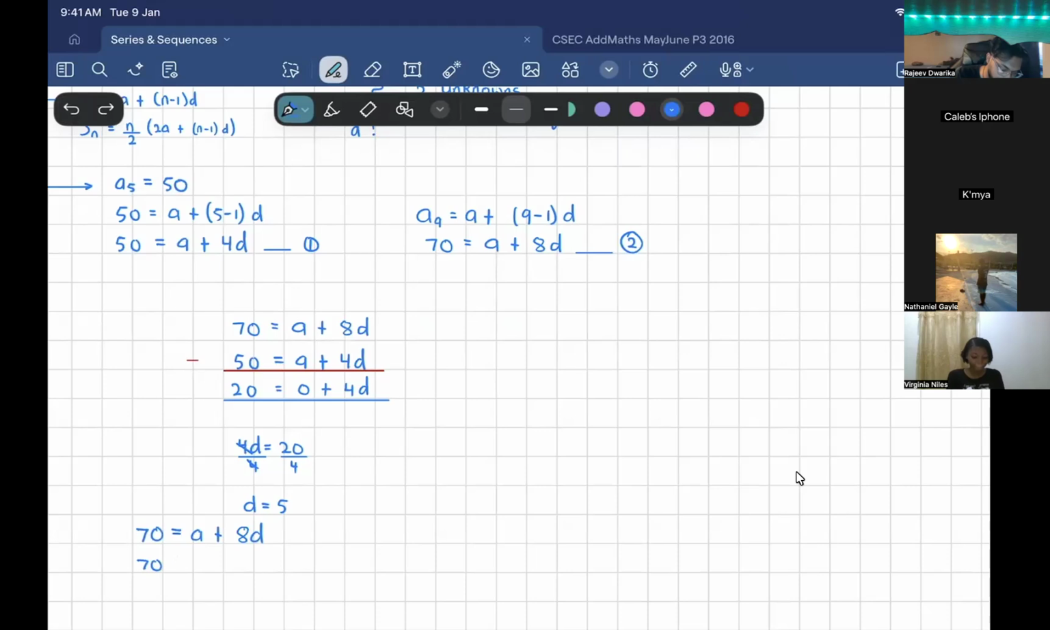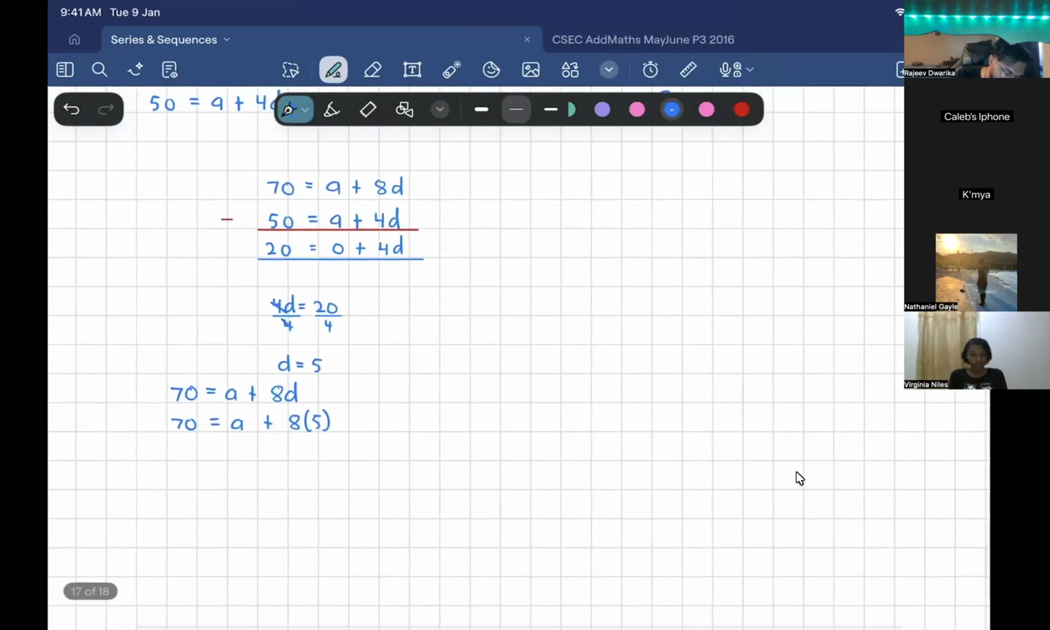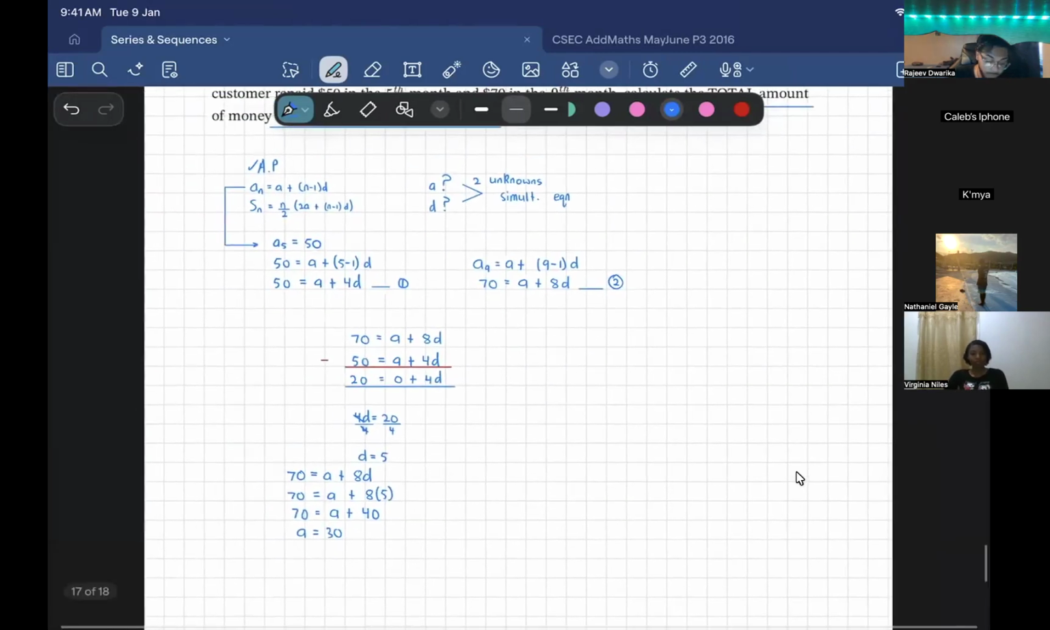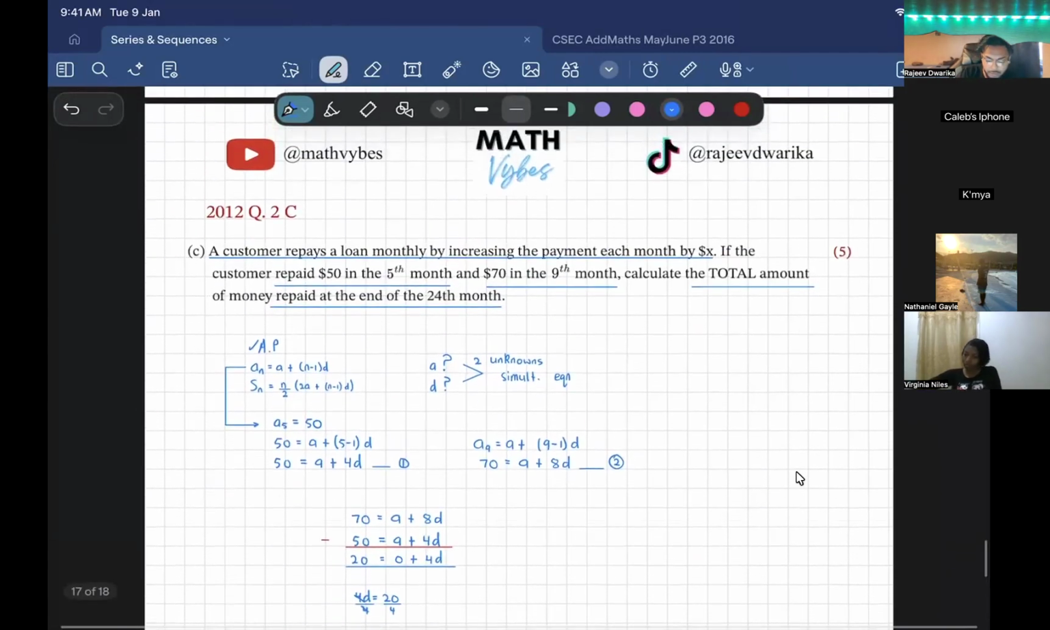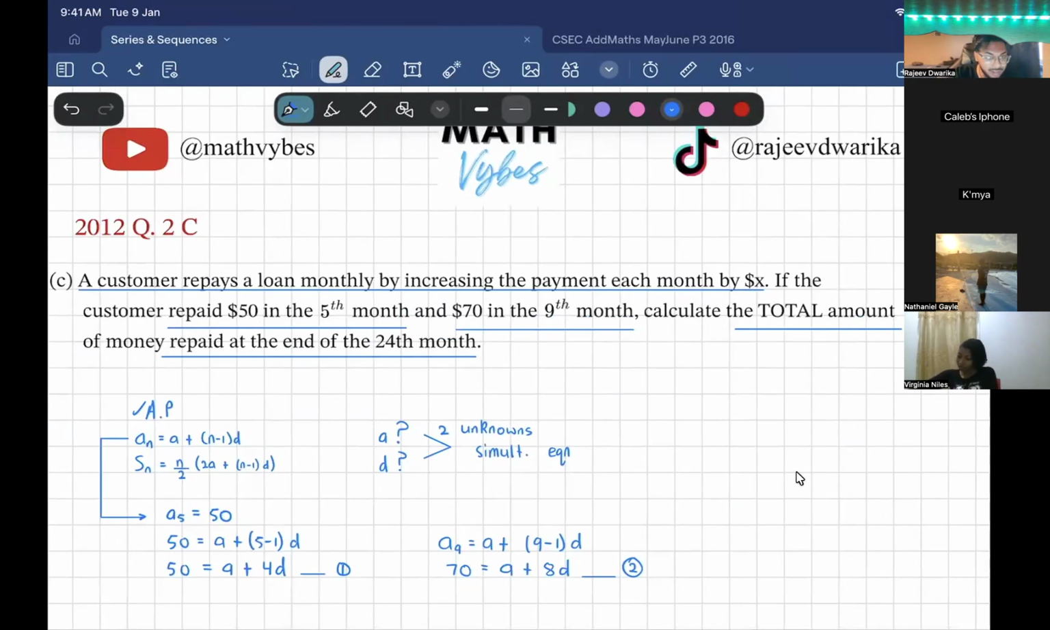Right. We don't know what A is. All right, back to A. What is D? D is 5. Cool. So we end up with 70 is equal to A plus 8 by 5, which is? 40. When you move across the 40, you're going to end up with 70 minus 40. So A is what? 30. Bam. So here we have A and we have D. They want us to find the total amount of money repaid at the end of the 24th month.